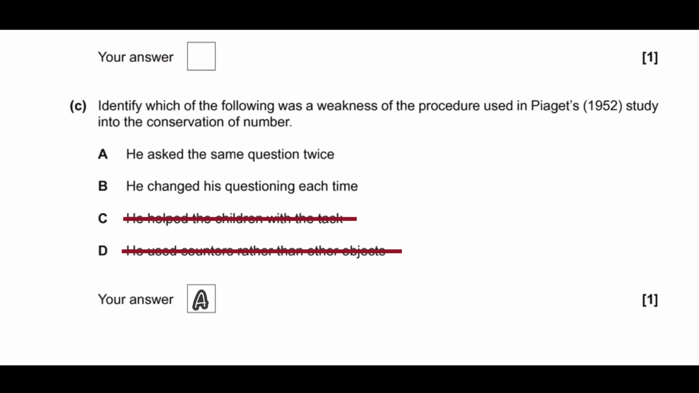He said, which one has more counters, and then he would do it again and go, okay, now which one has more counters after spreading them out? Well, that could confuse some younger children into going, well, something must have changed. I can't give the same answer twice. That's going to be your answer for C.